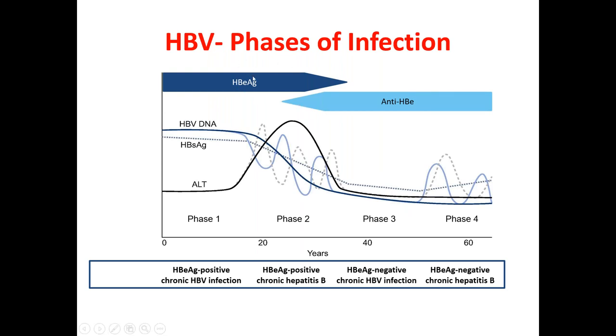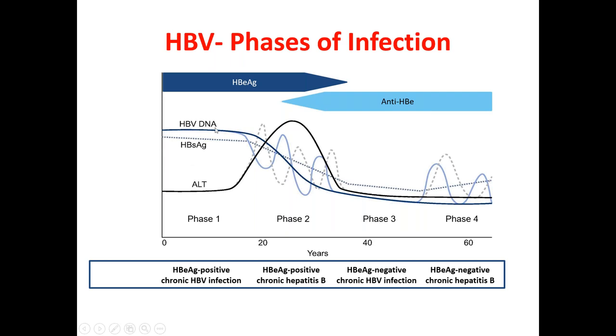Now this slide is about the phases of hepatitis B infection. Once chronic hepatitis B is established, we divide the infection into phases. Although these phases are shown over the period of age, sometimes they can overlap and occur at different points in time. The first phase of infection is HBeAg-positive chronic HBV infection. What does it mean? It means the virus enters the liver and the immune system is not developed. So what happens is the virus replicates.